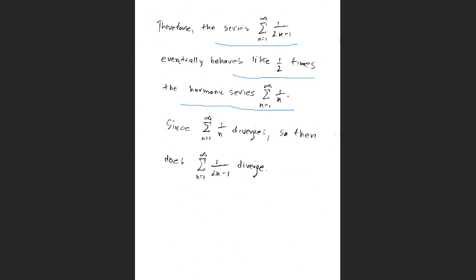Because remember, that little -1 in the denominator doesn't matter much when n is large. So the terms of this series are going to behave like 1/2 times the terms of a harmonic series. But we know the harmonic series diverges, so therefore our series has to diverge.